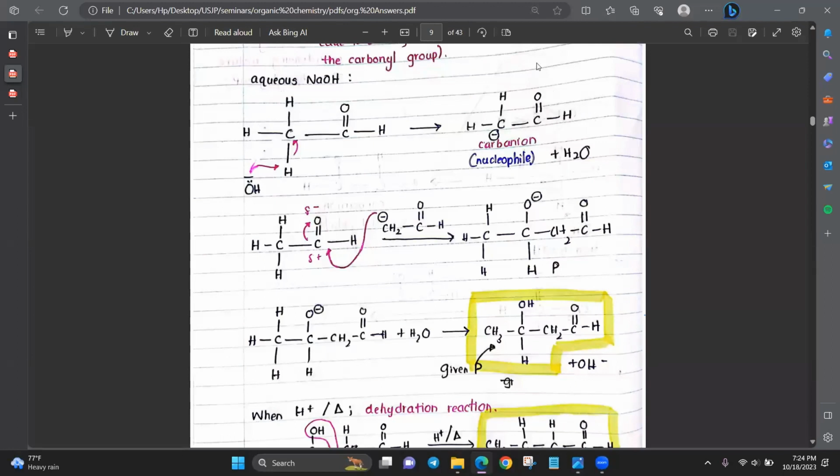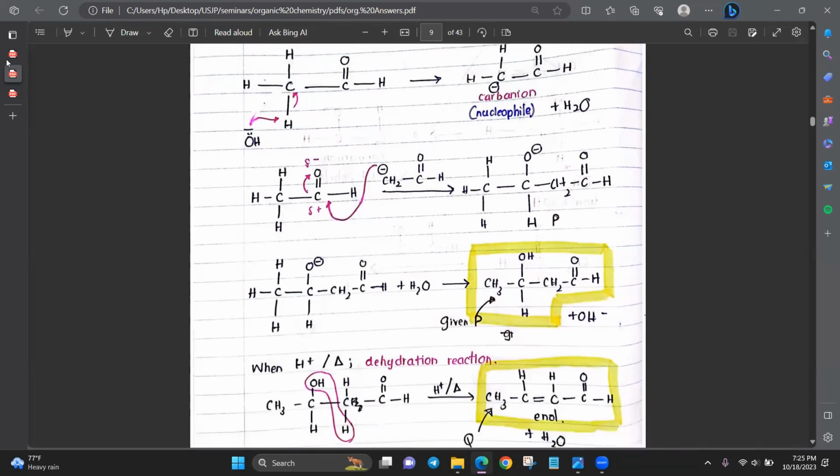Now this nucleophile can again react with this aldehyde. As I said, this carbon is delta plus and the oxygen is delta minus. So the minus charge of this carbanion will attack this delta plus carbon and the pi bond will break, forming O minus. So this gets attached to the plus carbon here and oxygen gets the minus. So this is our P compound. O minus should be there in our P compound.